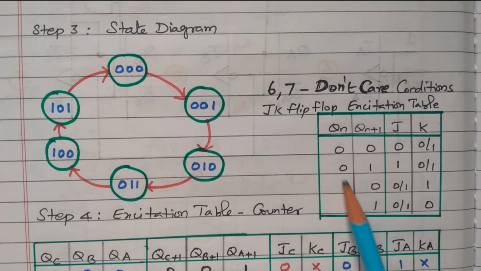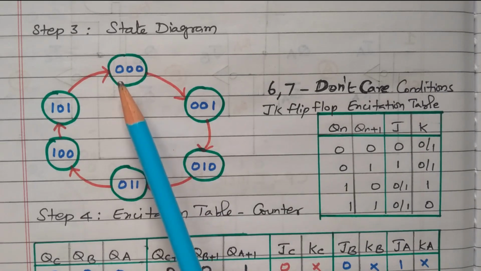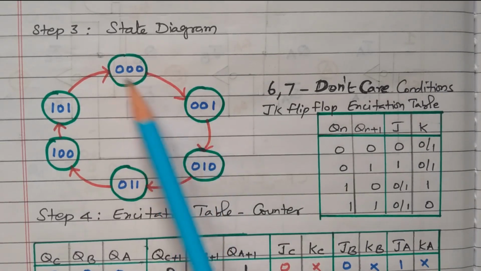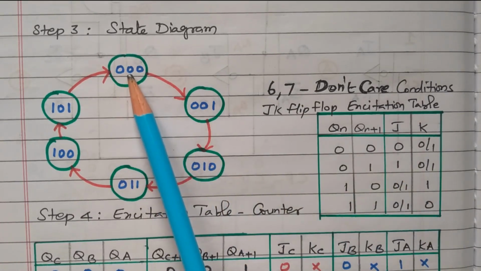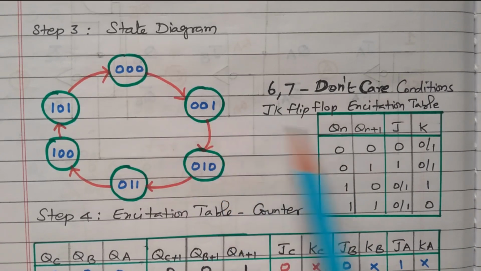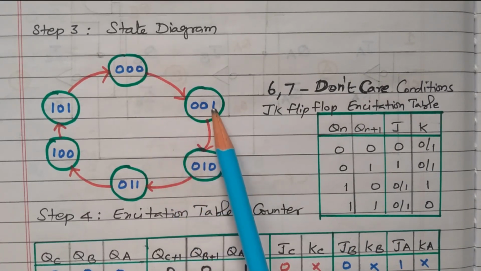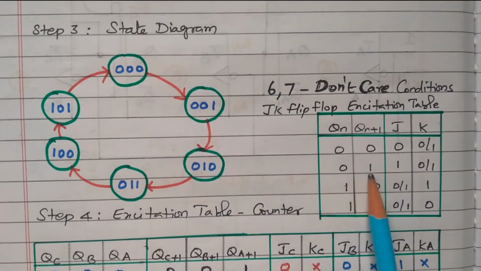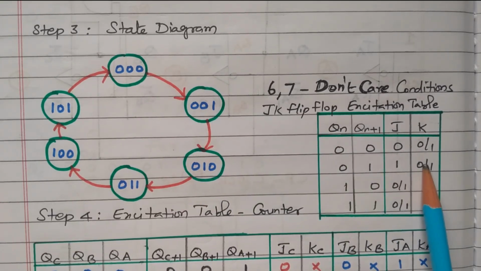So from this we identify the inputs to J and K. For example, for 0 to 0 there is no change, so J is 0 and K is X. For the second flip flop B, also 0 to 0, so J is 0 and K is X. The third flip flop A changes from 0 to 1, so the input J is 1 and K is X.